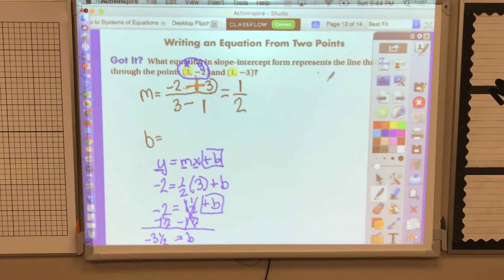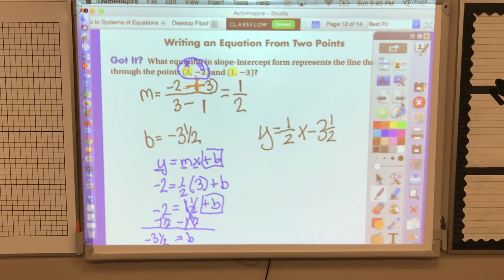Just remember when you write your equations for slope, the slope has to be a fraction. Your y-intercept can be either. So our y-intercept is going to be -3.5, and I am ready to write my equation. y equals mx plus b. y has to be in that equation. m is 1/2. x has to be in the equation. And b is -3.5, so minus 3 and 1/2. And there's my equation, given those two ordered pairs.